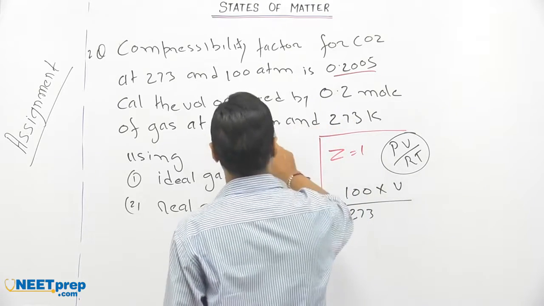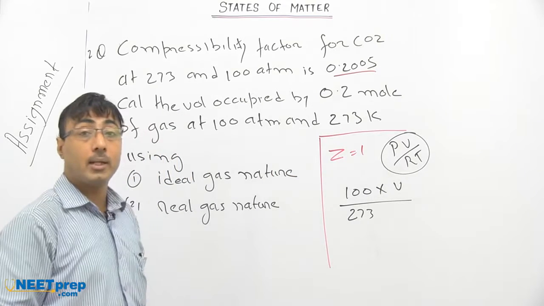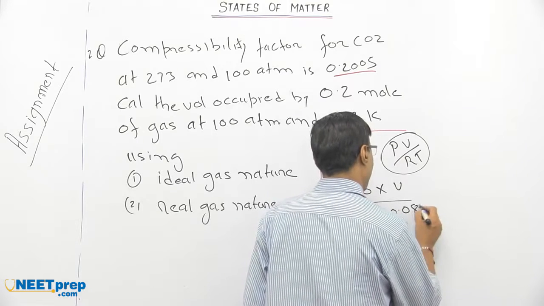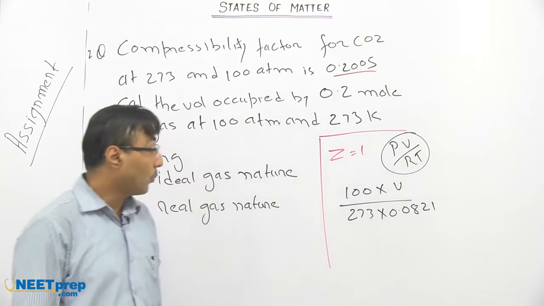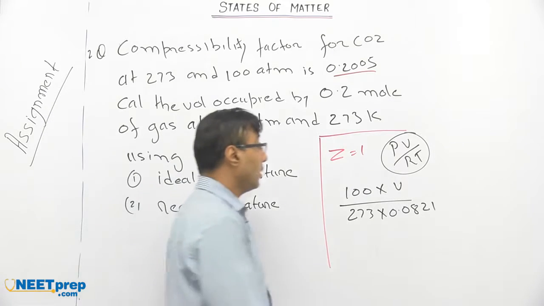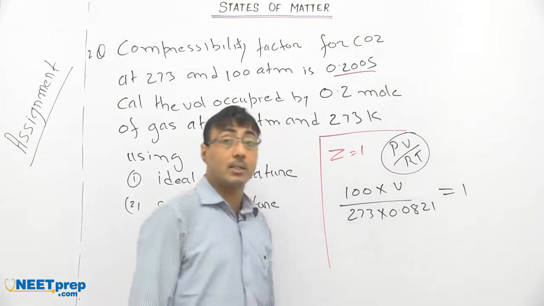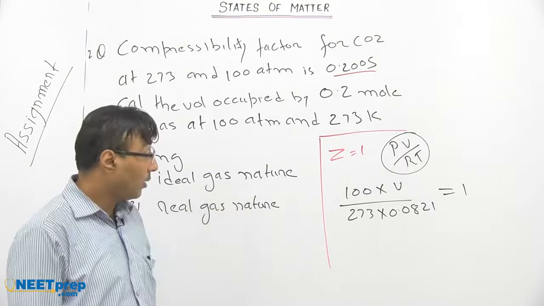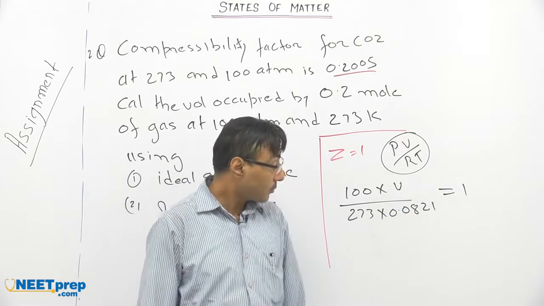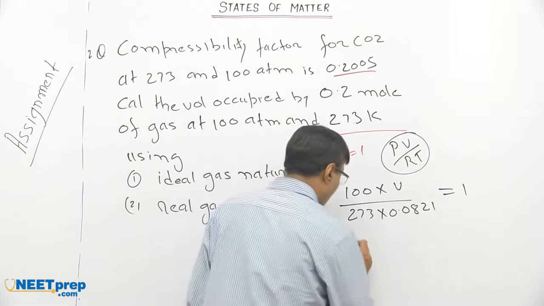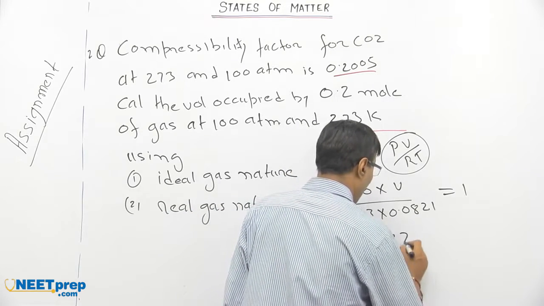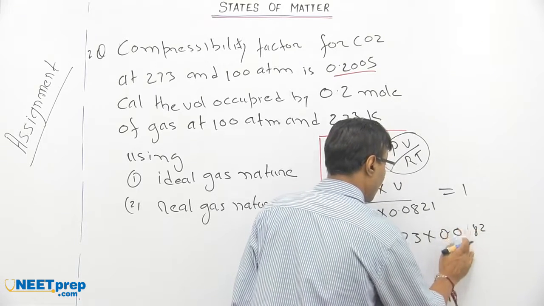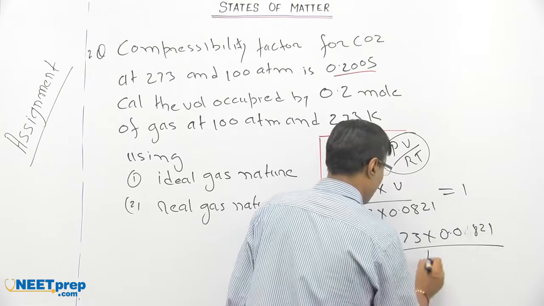Volume in liter and pressure in atm. So what the value of R should be there? It is 0.0821. And this has to be equal to 1 because Z is equal to 1. कॉम्प्रेसिबिलिटी फैक्टर कितनी दे रखी है आइडियल गैस के लिए? 1. तो इसकी वैल्यू कितनी होगी? 1. So we need to find out the value of V, and V is equal to 273 into 0.0821 divided by 100.